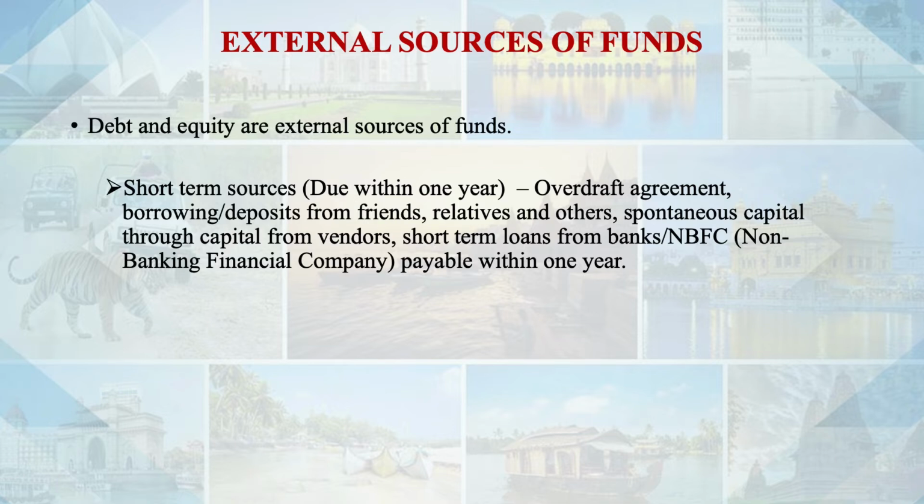What is the meaning of short-term here? It means the funds whose repayment is due within 1 year. They are termed short-term sources. In the short-term sources, we have overdraft agreement, borrowing or deposits from friends, relatives and others, spontaneous capital through credit from vendors, and short-term loans from banks and NBFCs payable within 1 year. So there can be an overdraft agreement with the bank, borrowing or deposits from friends or relatives or other persons, spontaneous capital through credit from vendors, and then short-term loans. These all are short-term sources of funds.